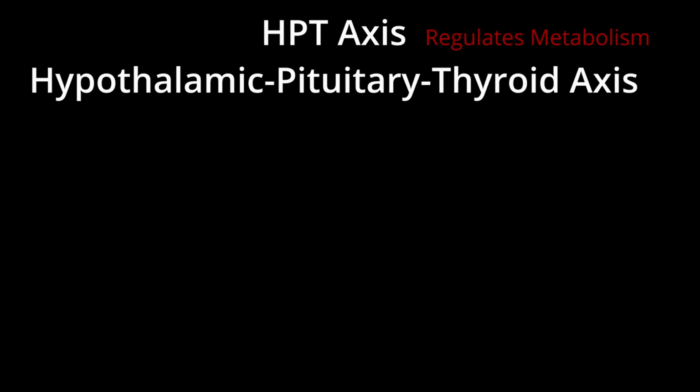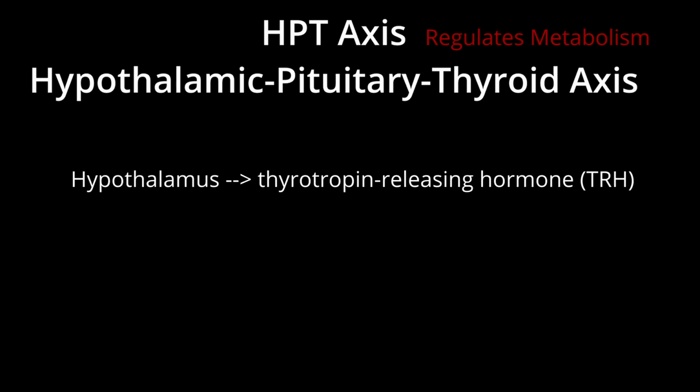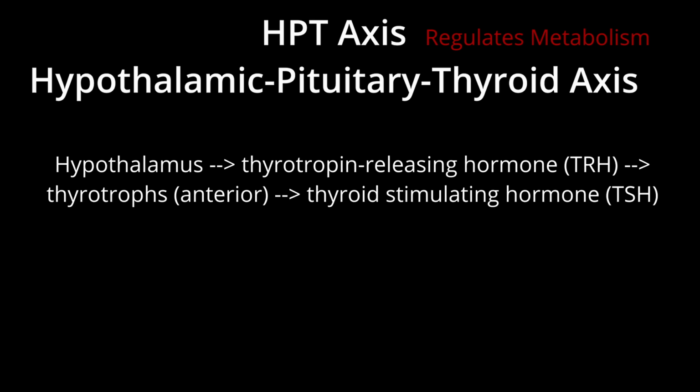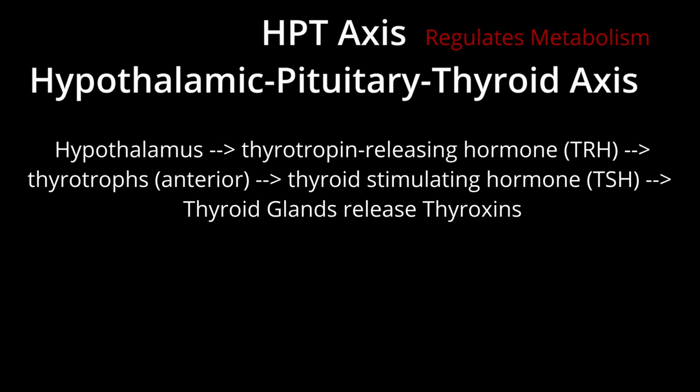Now, another one, the HPT axis, otherwise known as the hypothalamic pituitary thyroid axis. This regulates metabolism. The hypothalamus releases thyrotropin releasing hormone, TRH. The TRH then activates the anterior pituitary thyrotrophs. The thyrotrophs release thyroid stimulating hormone, TSH. The TSH causes the thyroid gland to release the thyroid hormones, T3 and T4. Now remember, iodine is required for thyroxine production. They increase metabolic rate and growth. And also a reminder, even though thyroid hormones are amino acid derivatives, they are lipid soluble, not water soluble.